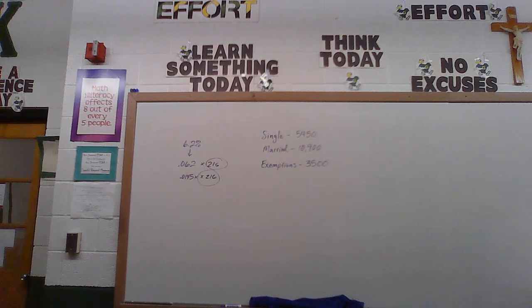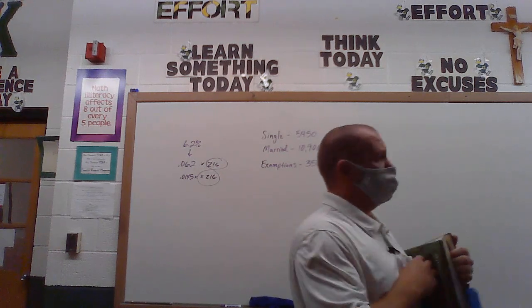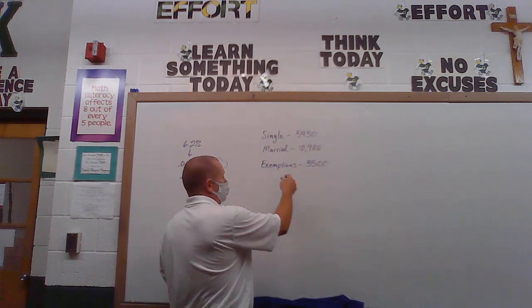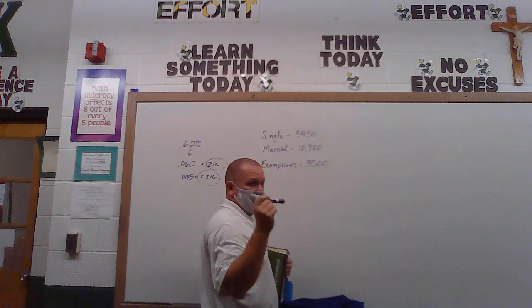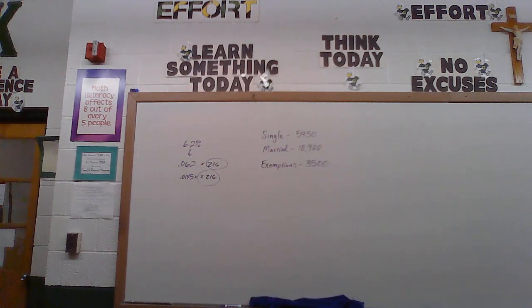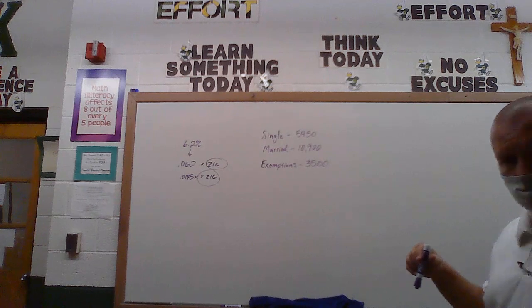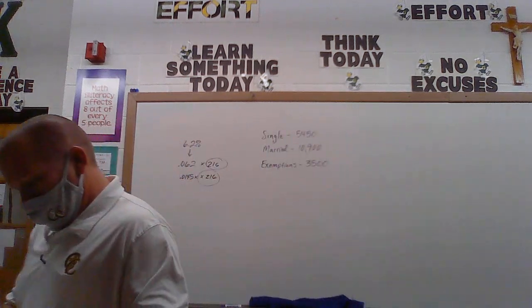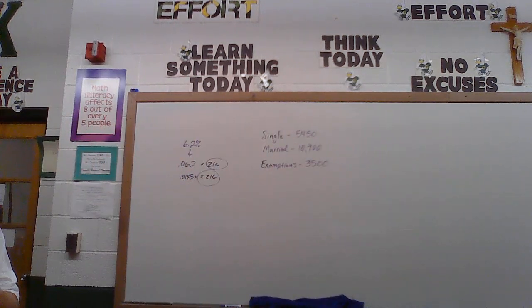Wait, we take the exemptions out after the taxable income? No, you're gonna do exemptions before also, but adjustments you would take out before you would actually do your calculations. Exemptions are a part of your calculations. So you just subtract both of those numbers and that's your taxable income? For this one? Yes.